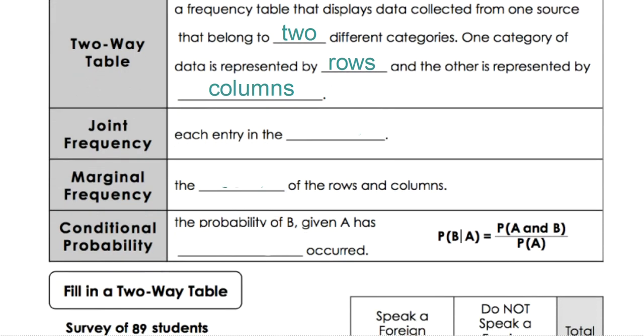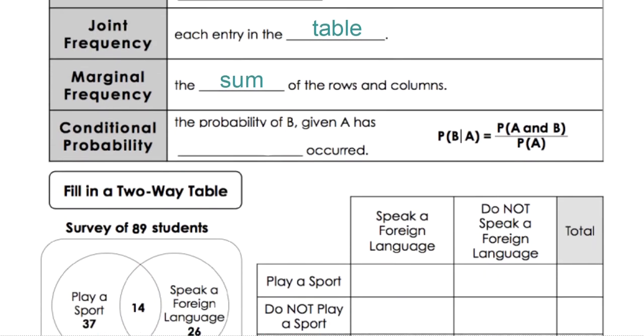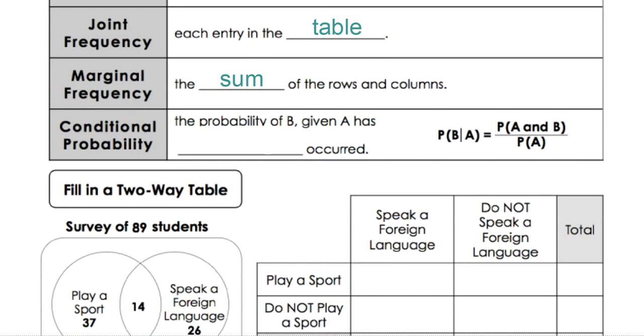All right, so there are some key phrases that we need to understand. Joint frequency is just each individual data point in the table. Marginal frequency, so think about the margins of your paper. Marginal frequency is the sum, where we bring a whole category together. Those are on the outside or the edges of the table. And then we're going to use all this to find some conditional probability. Conditional probability is the probability of event B happening, given that A has already occurred. So we know one piece of information and we're finding the probability of the next thing happening.